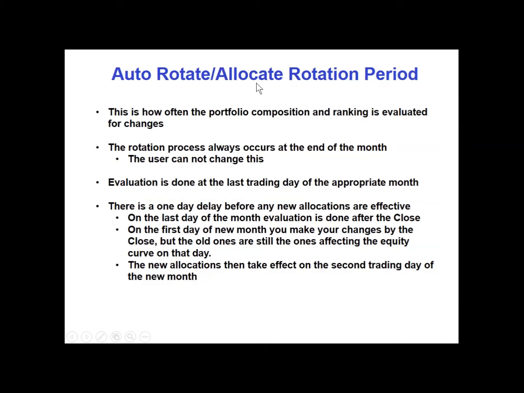Okay, then we have to choose the auto rotation period. And that's how often the composition and ranking is evaluated for changes. Now, this is important, okay? I try to make this as realistic as possible. The rotation process always occurs at the end of the month. You can't change it. We could try doing that, but in my opinion, you're curve fitting.